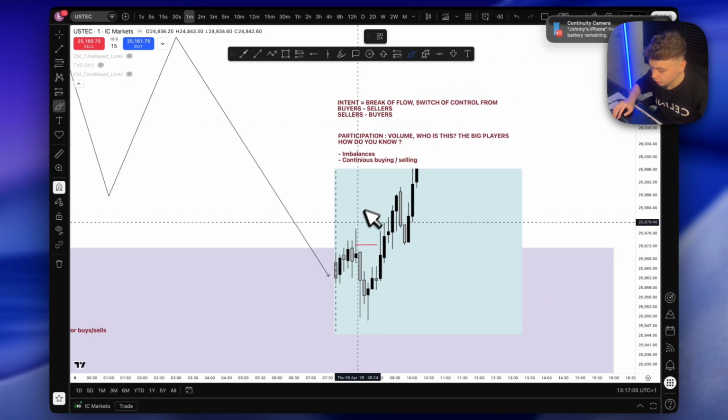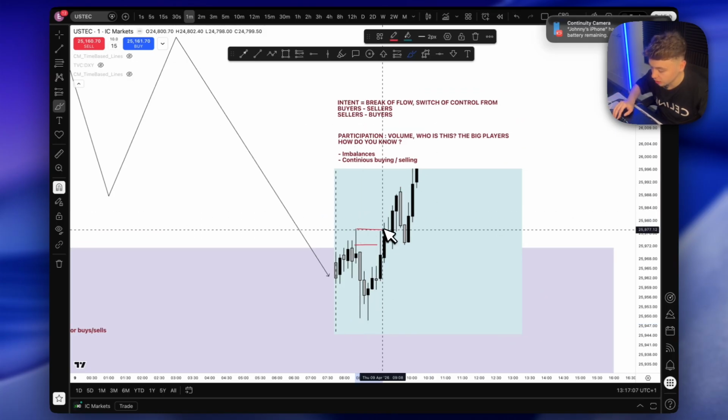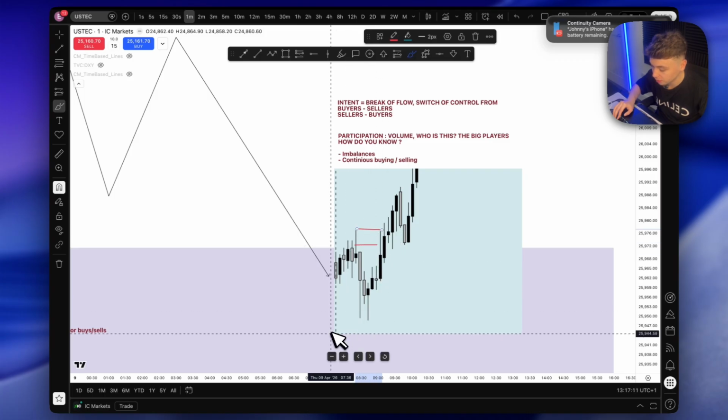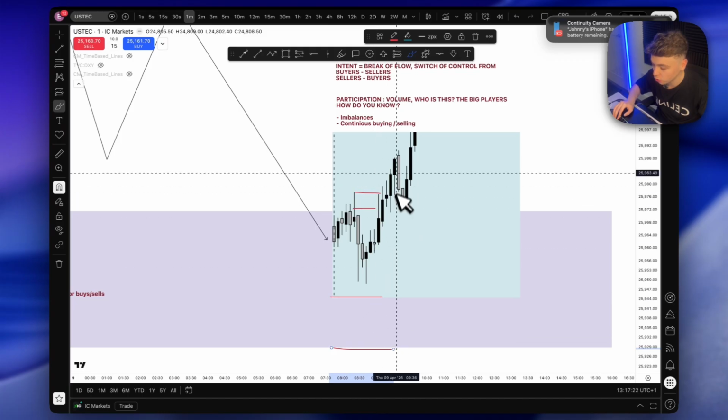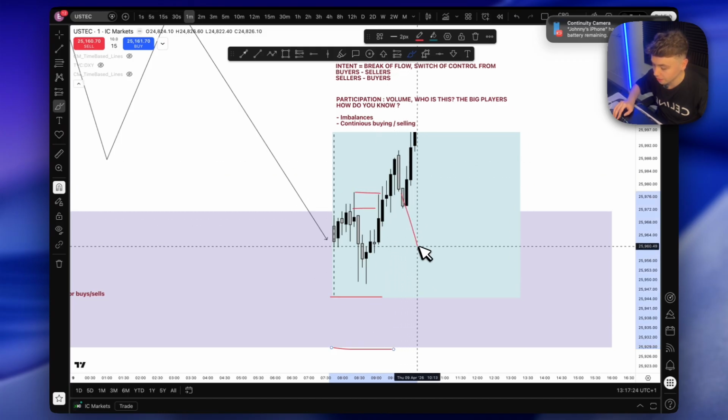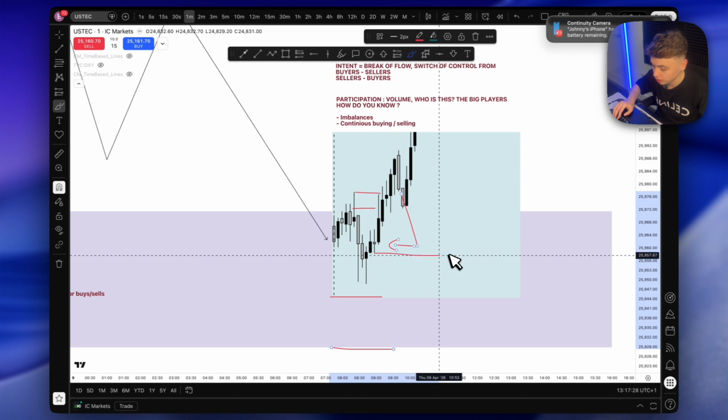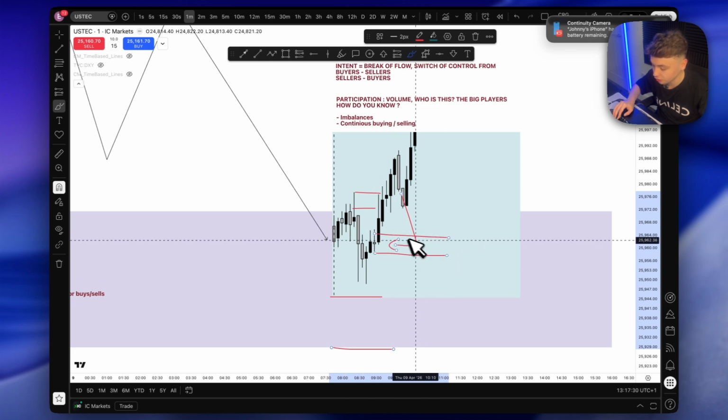Now there's two plays. You'd either take it on the break of flow, so the immediate break, and your stop loss will be below this, or your area of interest to be safer, or you wait for a retest back into here. So this block here, my secondary area of interest, to then look to continue.